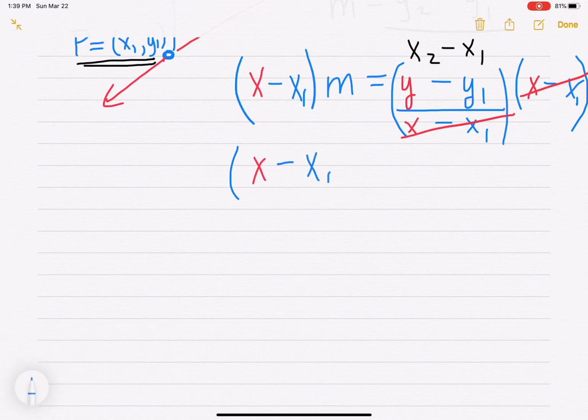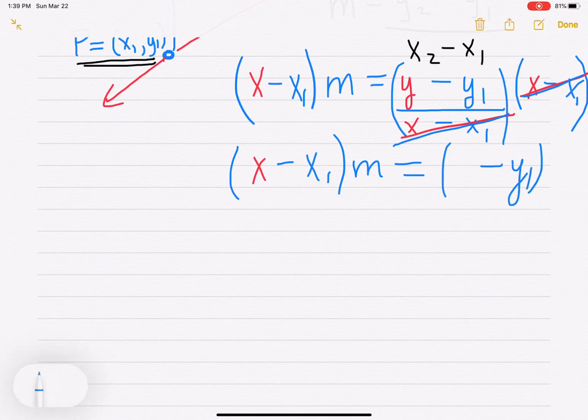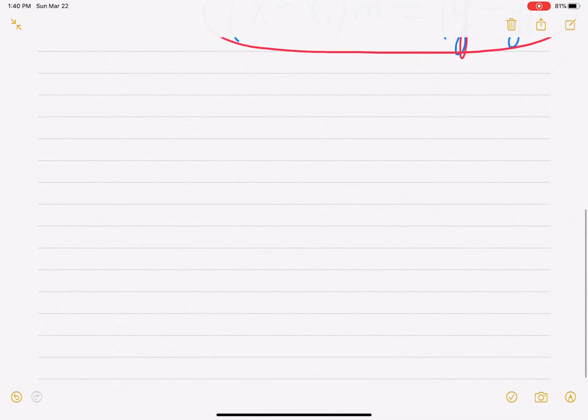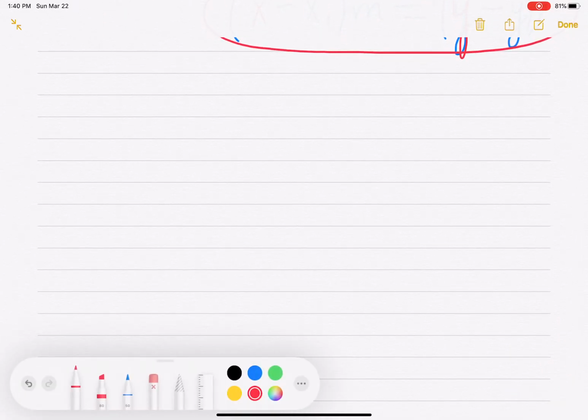x minus x1 times m equals, what's left on the right-hand side? Well, the denominator canceled with the x minus x1. So the x minus x1's canceled. And it looks like we're left with a red y minus y1. So here we have a nice little formula for the equation of a line when you have a point and a slope. So we want to write this down formally. We're going to call this the point-slope form for the equation of a line.